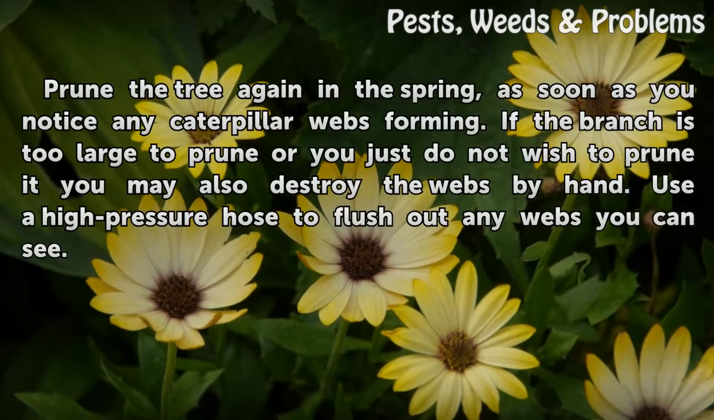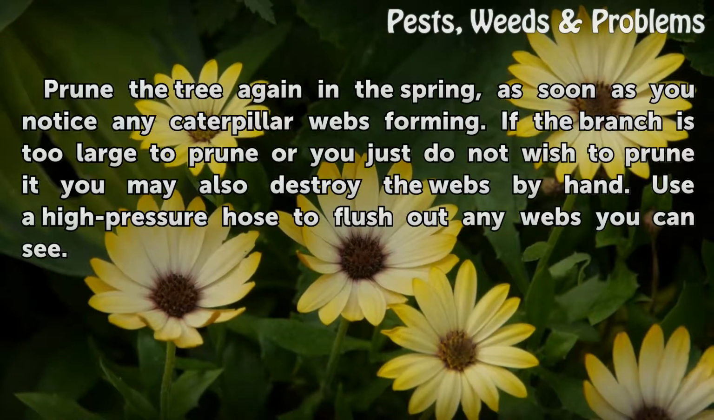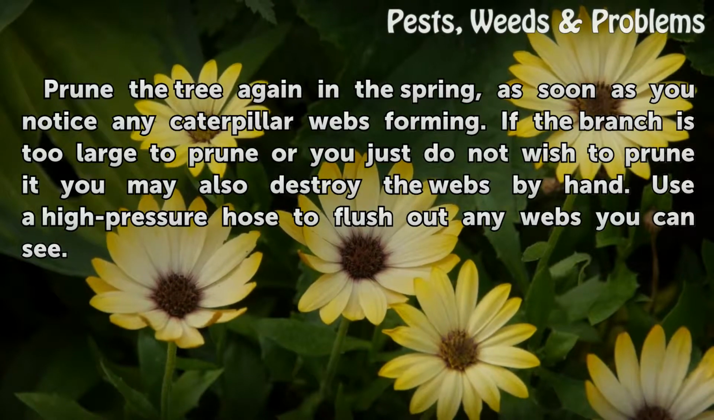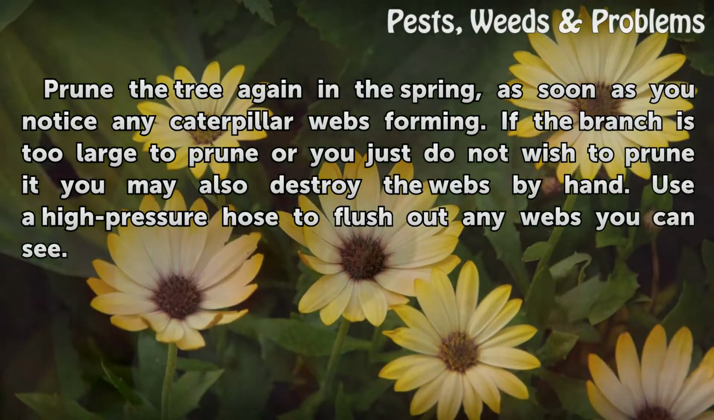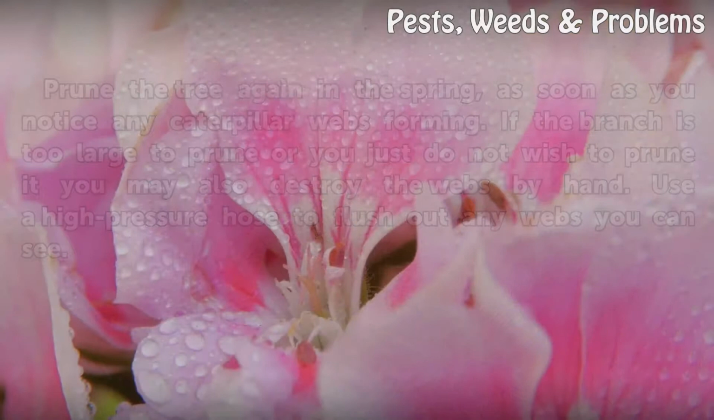Prune the tree again in the spring, as soon as you notice any caterpillar webs forming. If the branch is too large to prune or you just do not wish to prune it, you may also destroy the webs by hand. Use a high-pressure hose to flush out any webs you can see.